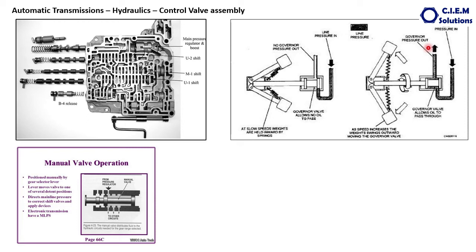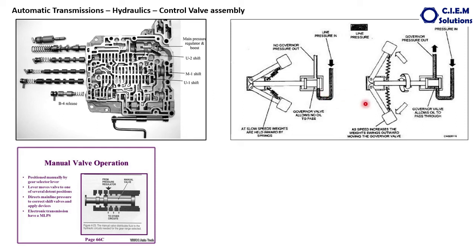So when the vehicle speed drops down, the flyweights come closer and the spool is pushed back to either partially close this passage or completely close this passage. This is how the centrifugal governor works.